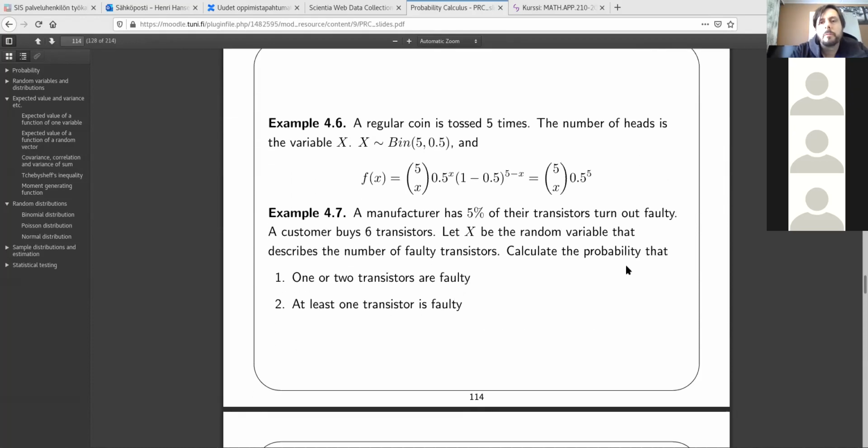Here's an example. A regular coin is tossed 5 times. The number of heads is a variable x, and it has this distribution: 5 choose x times 0.5 to the 5. The manufacturer has 5% faults in the transistors. So this is an example. This is something that you might want to do.